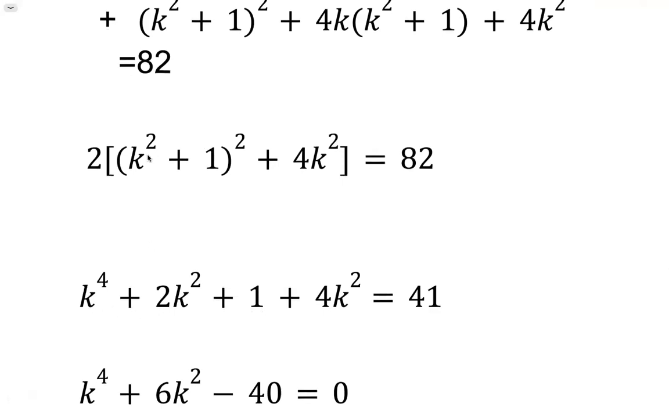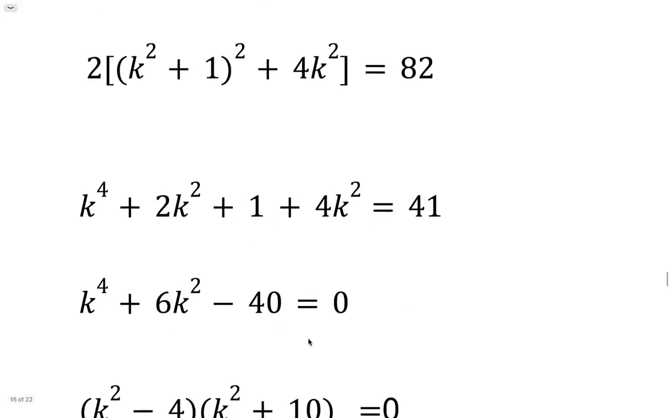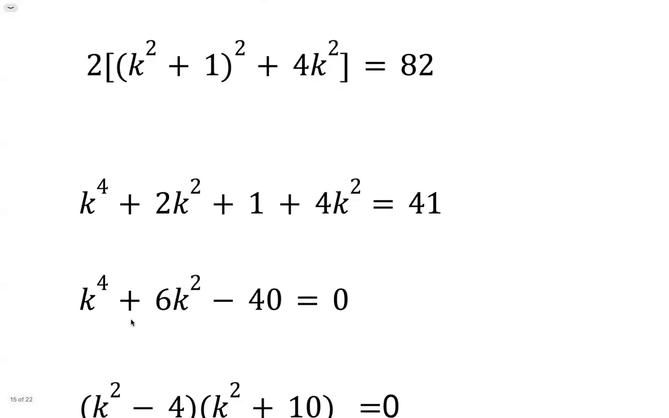Then I get another perfect square, k squared plus 1 squared. So I get the first one squared, which is k to the fourth power, plus 2k squared, plus 1, plus this 4k squared. And 82 divided by 2 is 41. Now, even though it's a fourth power polynomial, I can use the quadratic strategy to solve this equation.